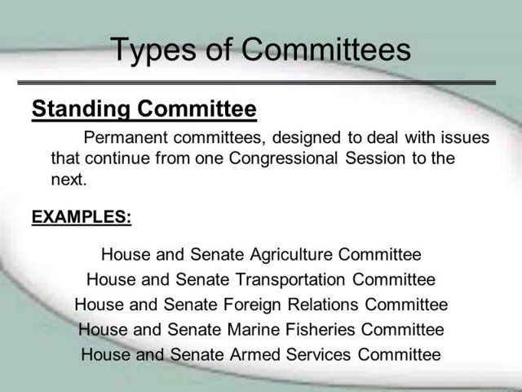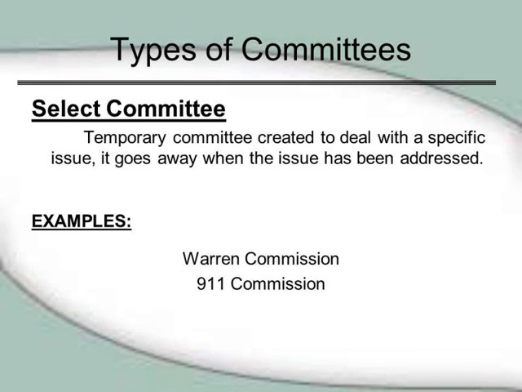Okay. The second type of committee is a select committee. And select committees are temporary committees created to deal with a specific issue. When the issue goes away, has been addressed, the committee goes away. Now you can have House select committees, or you can have a Senate select committee, or you can have joint select committees.